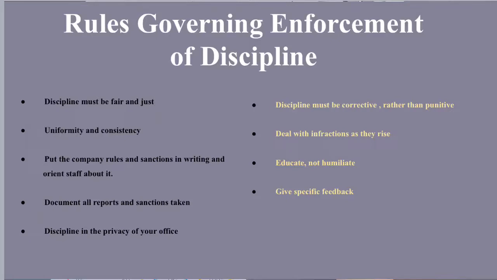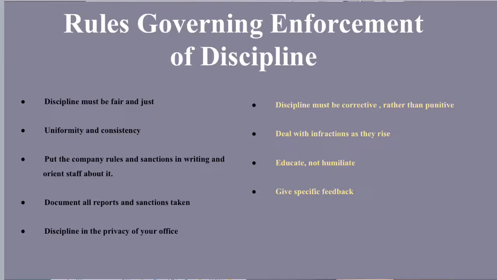Seven, deal with infractions as they arise. Do not allow mistakes to accumulate before taking action. Feedback or corrective interviews must be done as soon as possible, or right after the commission of the offense. Eight, educate, not humiliate. The purpose of discipline is to make employees realize their wrongdoing and to deter them from committing a similar offense. Nine, give specific feedback.